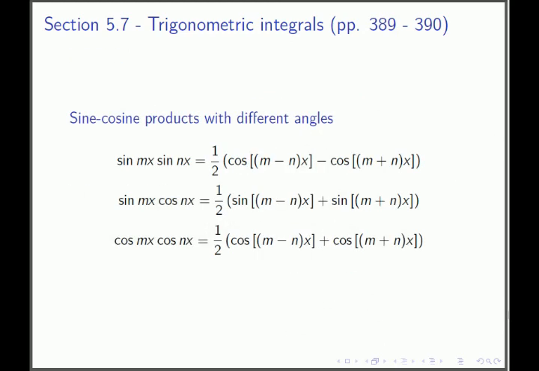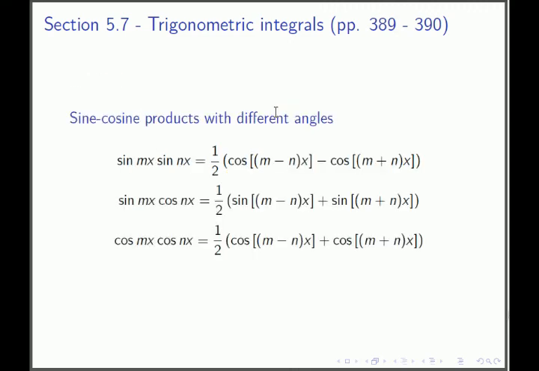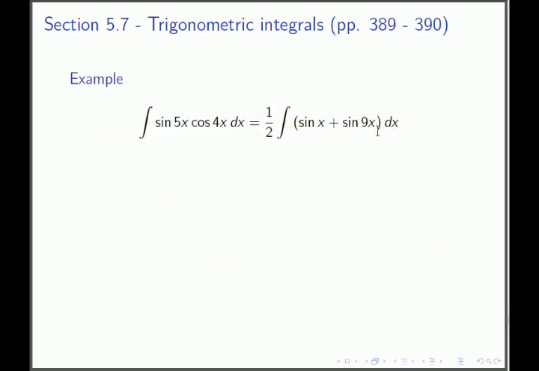Okay, if you encounter an integral involving sine-cosine products but with different angles, then you can make use of the following trigonometric identities to change it into 2 integrals, which are each easier. Here's a good example of that. Sine of 5x times cosine of 4x can be rewritten using which of these? This identity right here. We can rewrite it in this way.